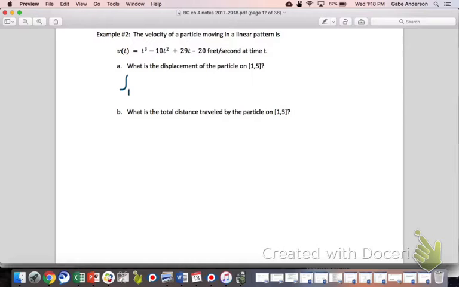Integral from 1 to 5 of v of t. And keep in mind that you are definitely allowed to do something like that, right? You can just put the name in there. You don't have to list out this long expression. You just put v of t because that's what v of t is.